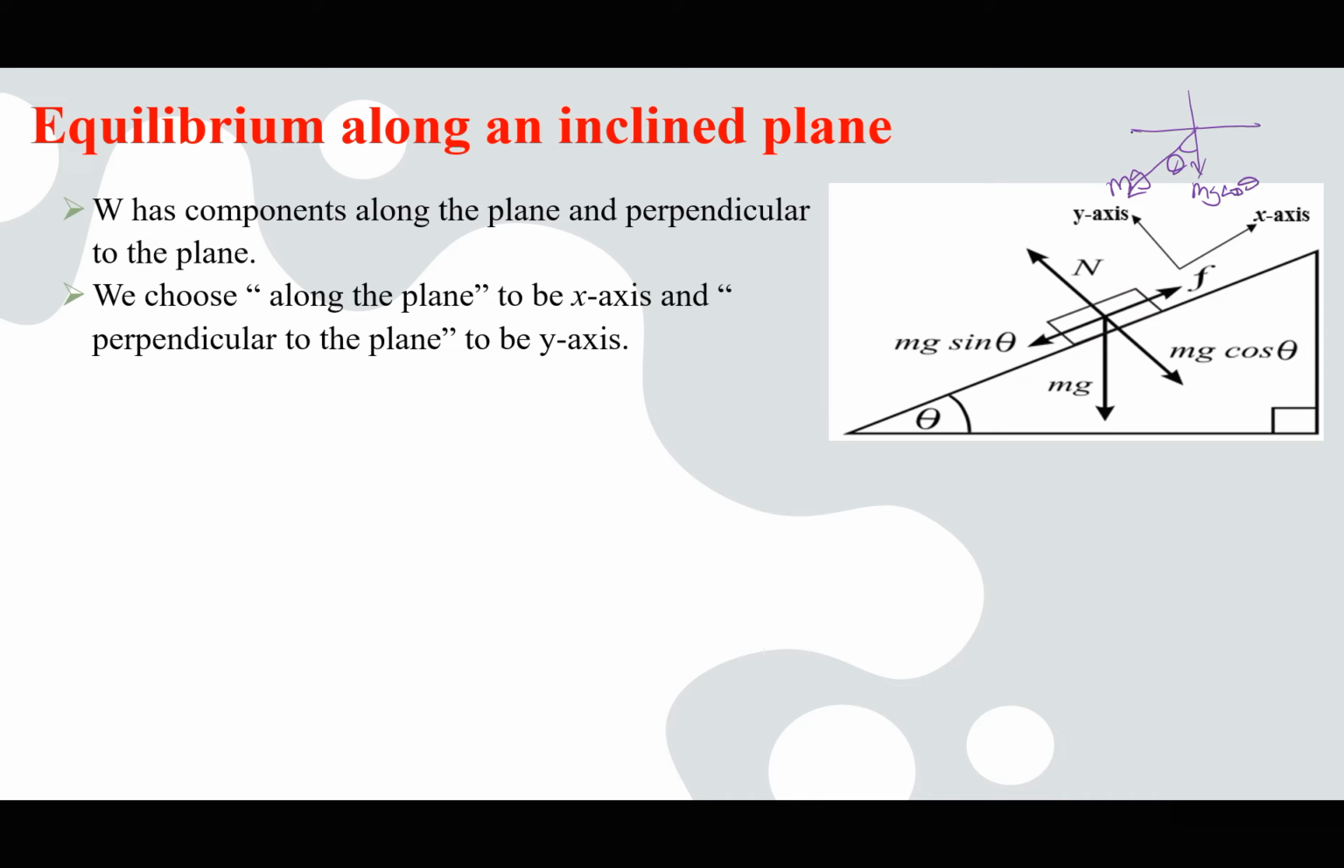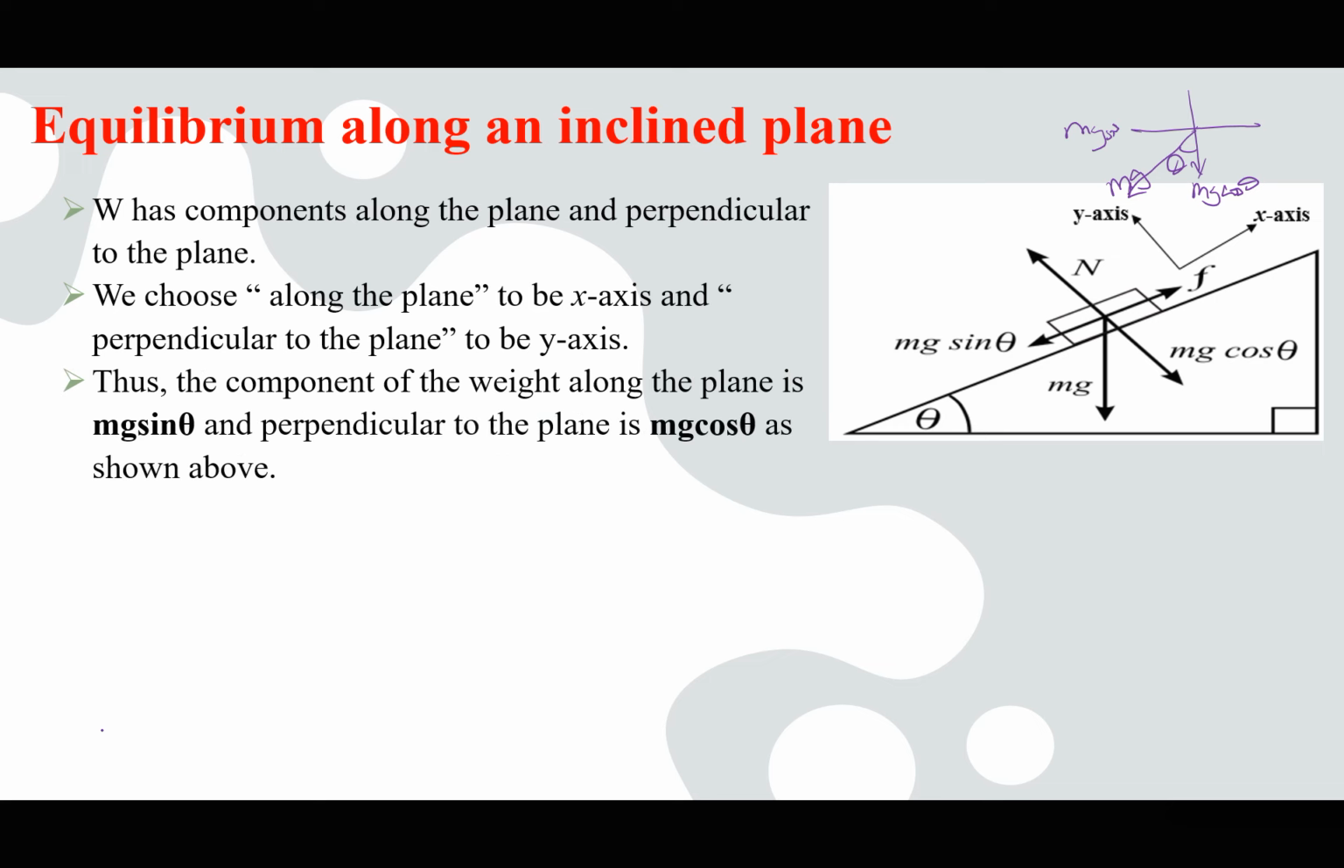When we take it to the horizontal, it becomes mg sine theta. So we choose along the plane to be the x-axis, and the perpendicular to the plane to act like the y-axis. Thus, the component of the weight along the plane is mg sine theta, and the component perpendicular to the plane is mg cos theta. So when we resolve the weight parallel to the plane, it is mg sine theta, and perpendicular to the plane is mg cos theta.